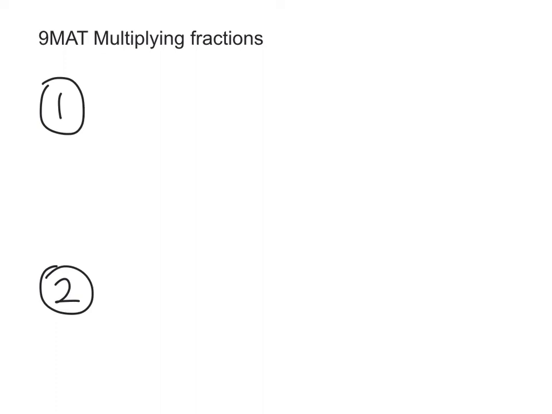Kia ora Year 9. This video is going to look at how we multiply two fractions together. The first one I'm going to start with is this one here: 1/2 times 1/4. So we want to think about what that means in plain English, and times typically means of. So this is saying work out 1/2 of 1/4.